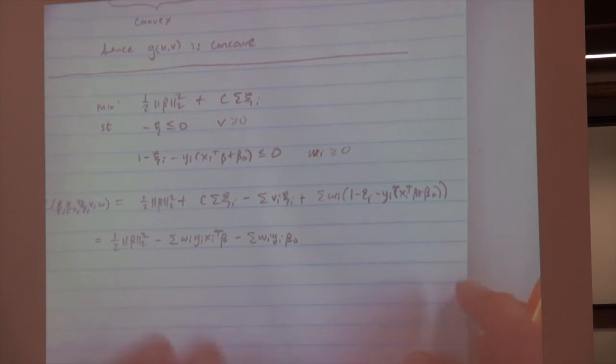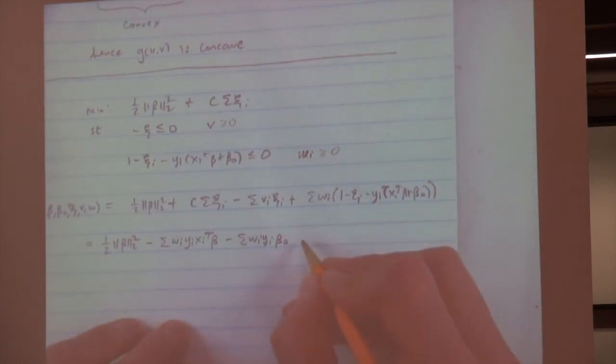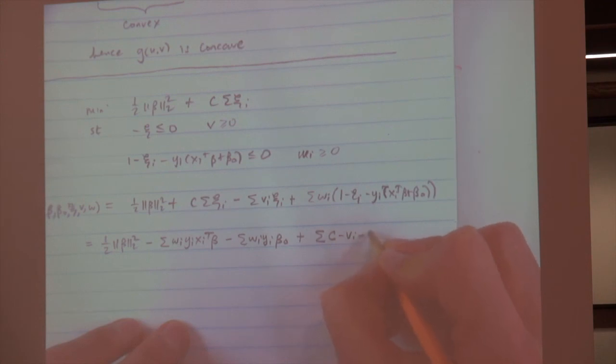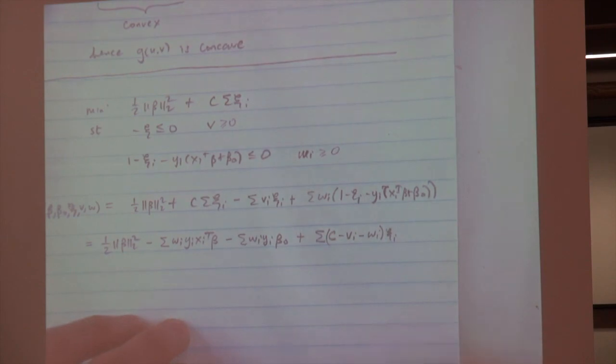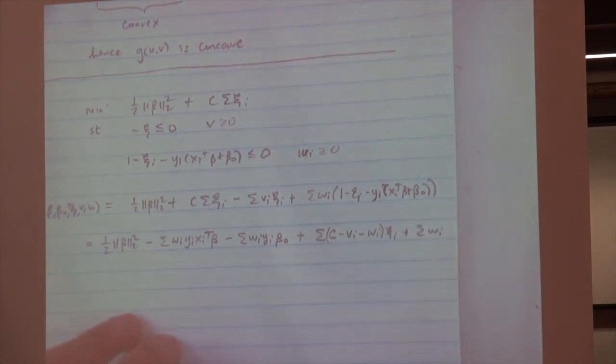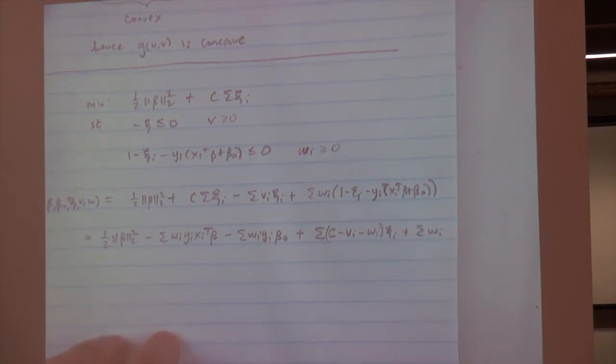And let's write down the terms involving psi. I get the sum of c minus vi minus wi times psi i. And then I have left over, I just have the sum of the wi's I didn't account for yet. Okay, so let's minimize this over beta, beta naught, and psi.